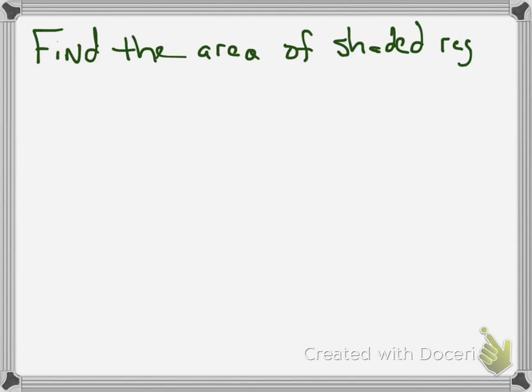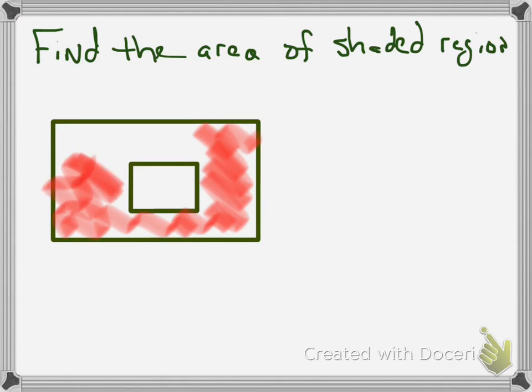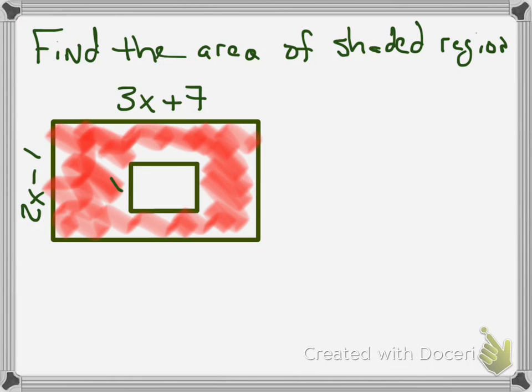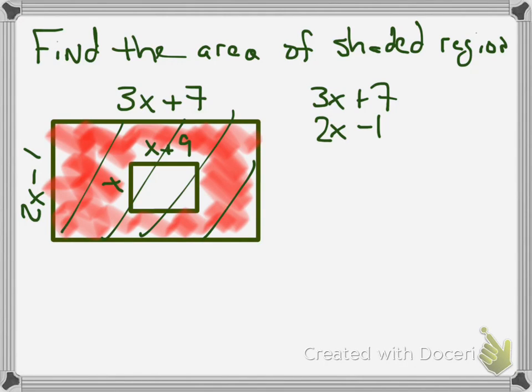So there you go. Now, finding the area of something with a hole or shaded area. Let's look at that. You get something like this, and they give you these sides and those sides. At this point, I've got this outer red area, and if I multiply 3x plus 7 times 2x minus 1, I get the whole area, all of this area. But I don't want all of it. I just need the red areas.